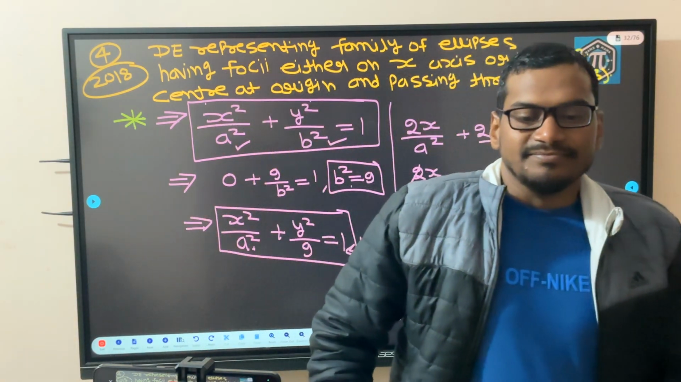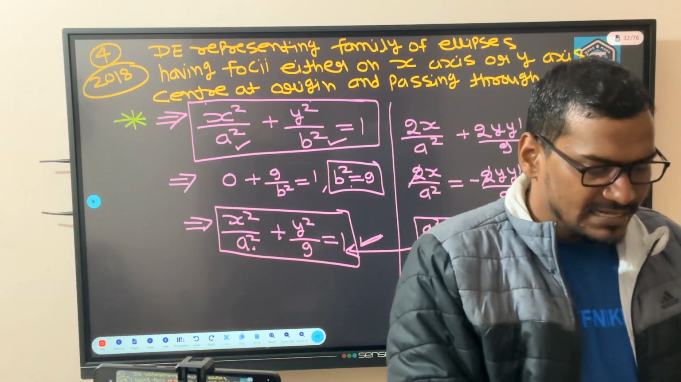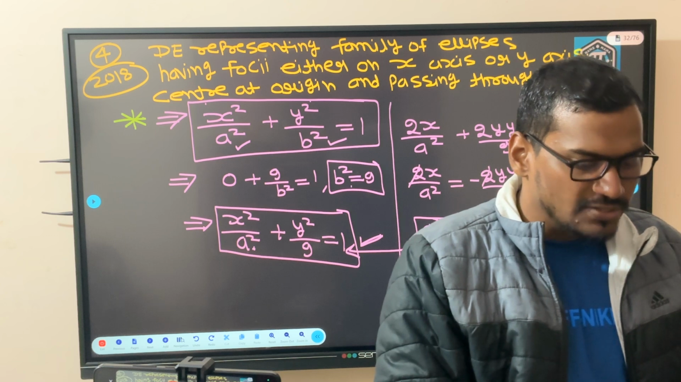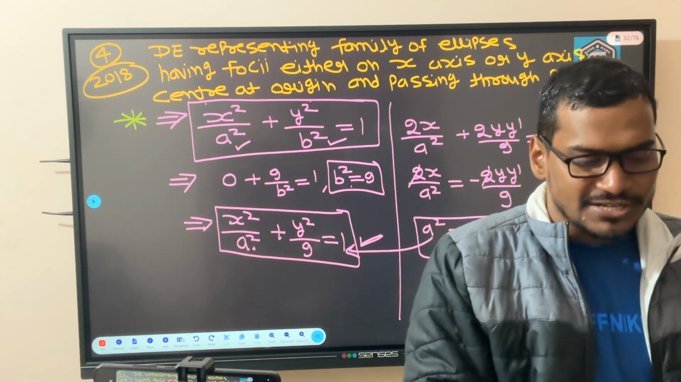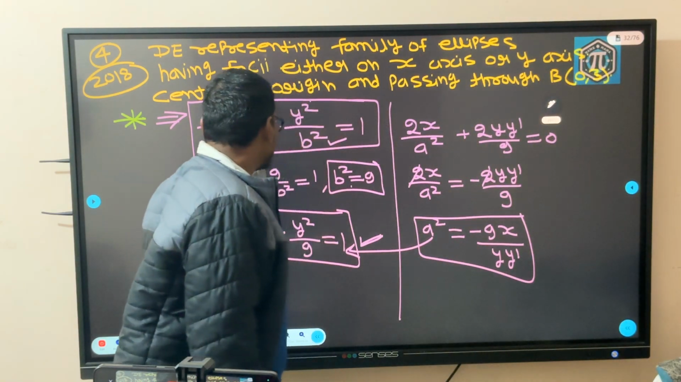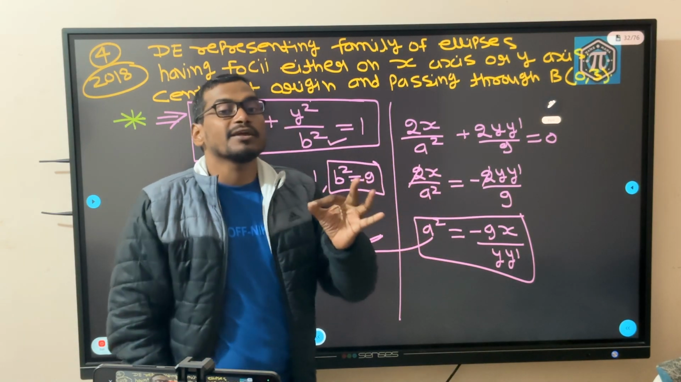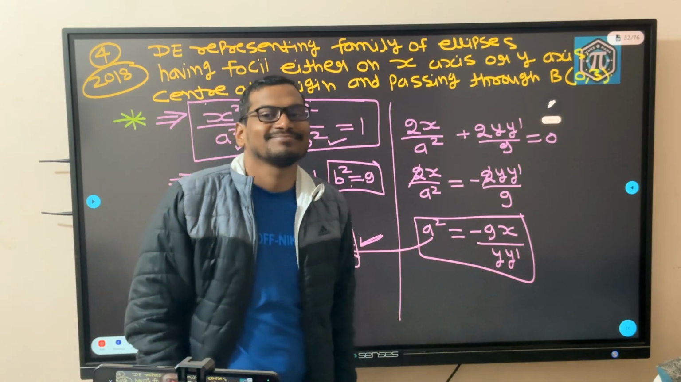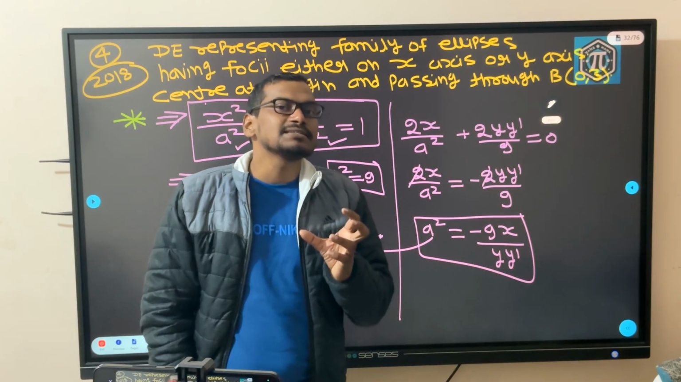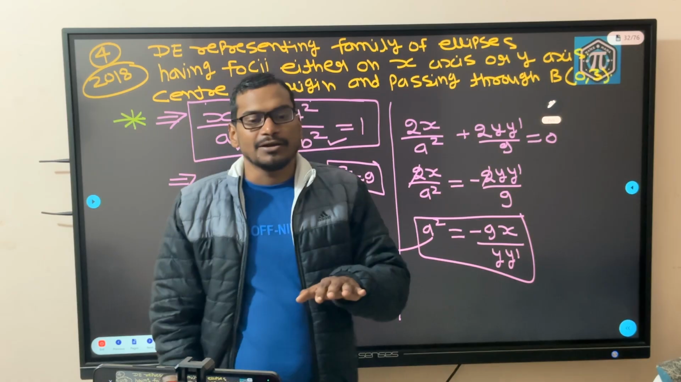Clear, everybody? Is it clear? Why not 1 by 9? It's also a constant. Yes, good question, beta. Why not 1 by 9? See here. We cannot take 1 by 9 because here we are not talking about a constant. We are talking about an arbitrary constant, beta. Arbitrary constant means apart from x and y, any other like a, b, c, lambda 1, lambda 2, lambda 3, like that.